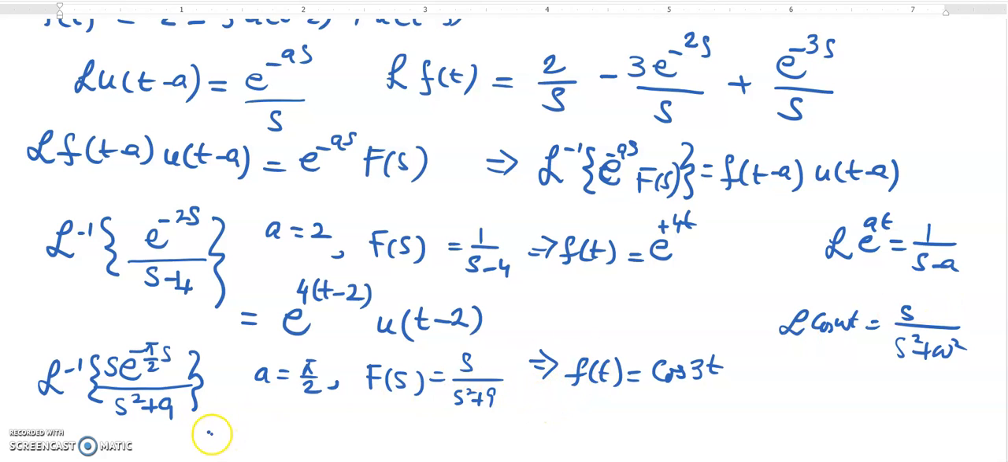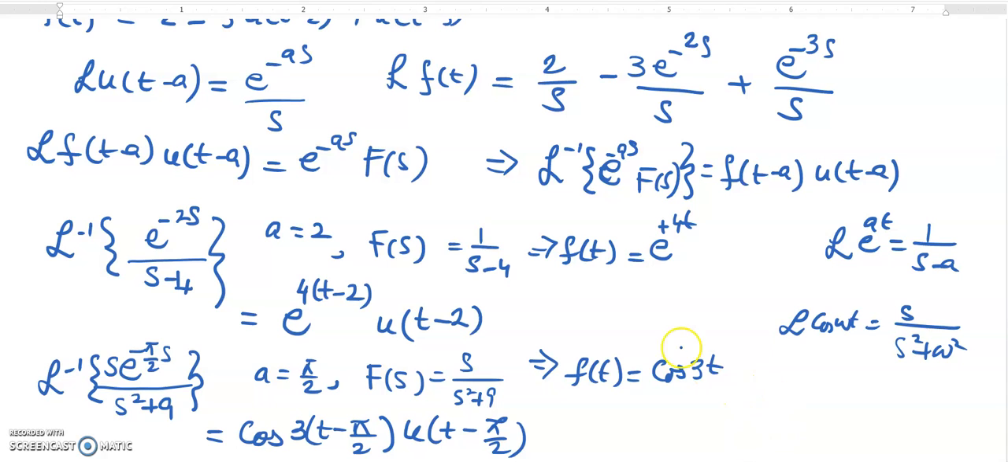But the answer we need is in terms of f of t minus a. In this case, a is pi by 2. So it will be cosine of 3 times (t minus pi by 2), that is cosine of 3t minus 3 pi by 2, times u of t minus pi by 2. So this will be our answer.